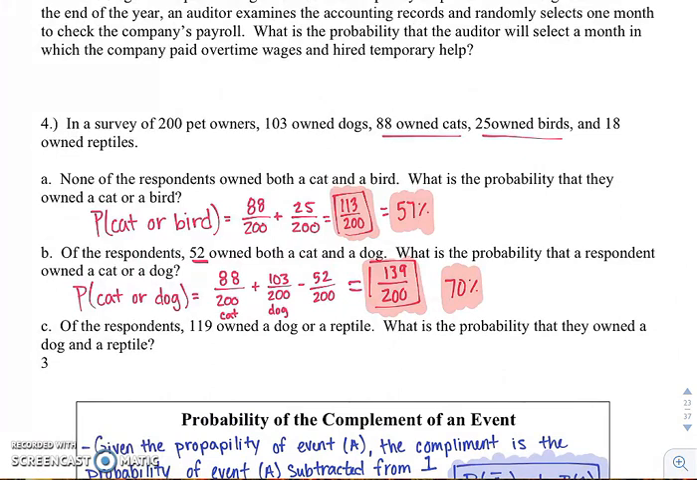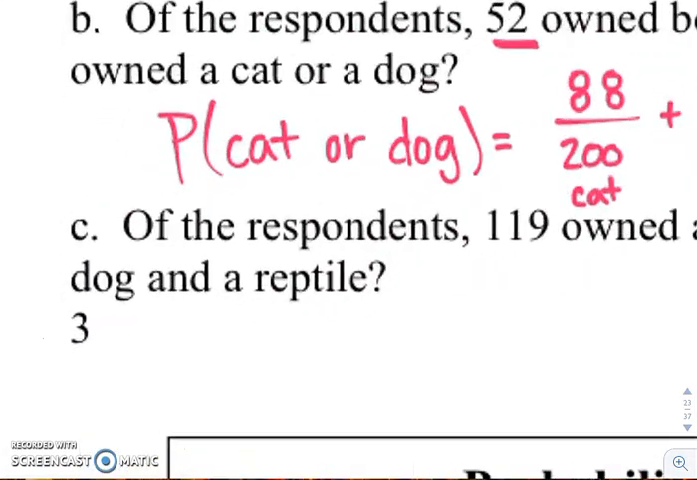So when you're trying to find the probability of one thing or the other, you're always adding them both because it's one or the other, but just pay attention if there's overlap there to get rid of that portion. So C says of the respondents, 119 owned a dog or a reptile. So it's telling you the probability here, and it wants you to find what's the probability that they owned a dog and a reptile. So it wants you to find the overlap here.